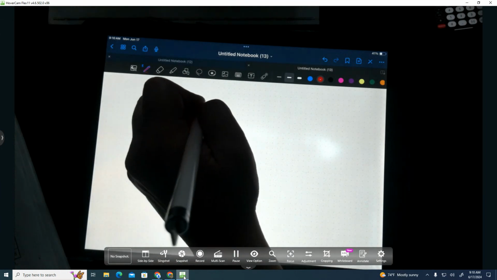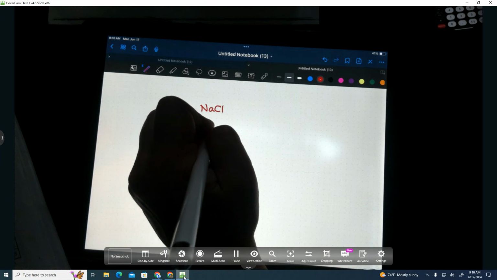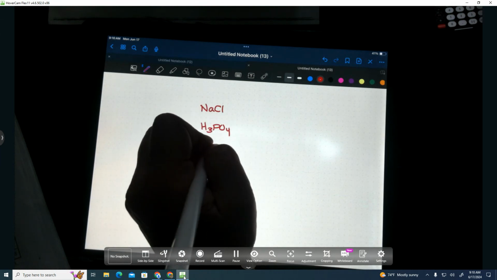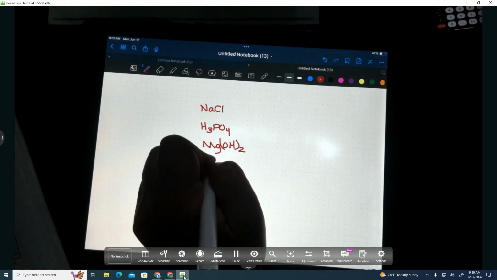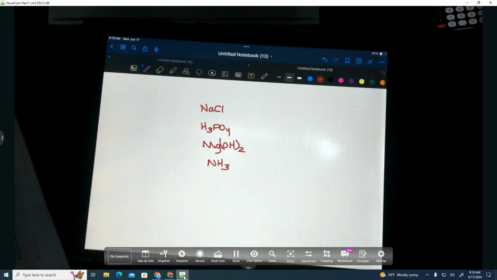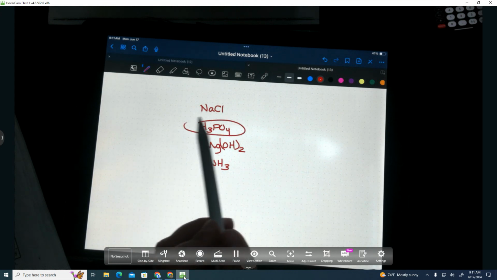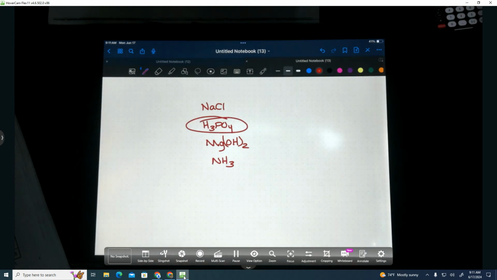So what you're saying is they're going to give you something that says, which of the following donates an H plus ion in solution? And they might have something like this, sodium chloride. They might have H3PO4. They might have magnesium hydroxide. And they might have ammonia. Which of the following will donate a hydrogen ion in solution? If it's going to donate a hydrogen ion in solution, also called a hydronium ion, you're looking for an acid. And the acid is going to start with an H. That's how I know.